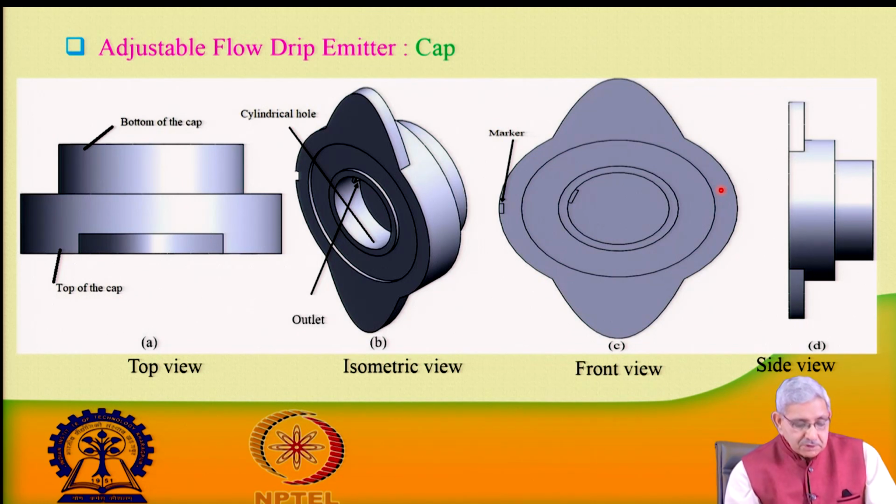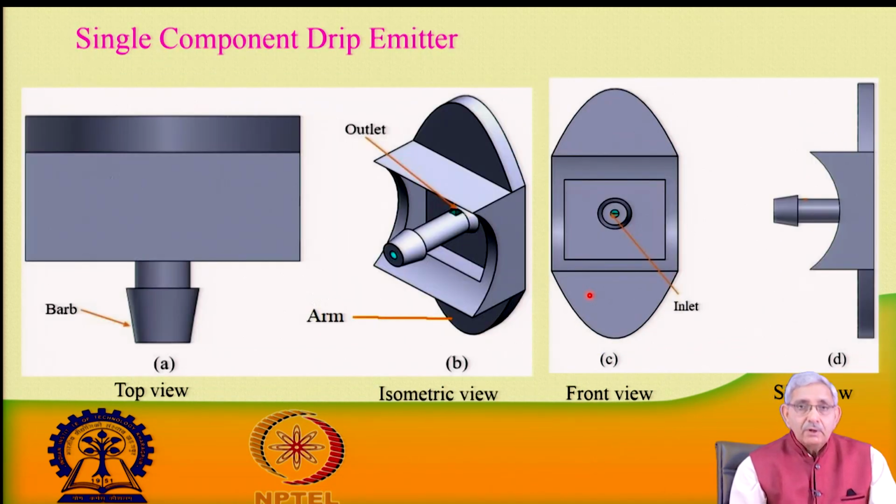The adjustable flow dripper cap is the same cap shown earlier. This is the top of the cap, and this is the outlet of the cap, a cylindrical hole where the water will go out. This is the isometric view, this is the front view of the adjustable flow dripper cap, and this is the side view. I also talked about the single component dripper.